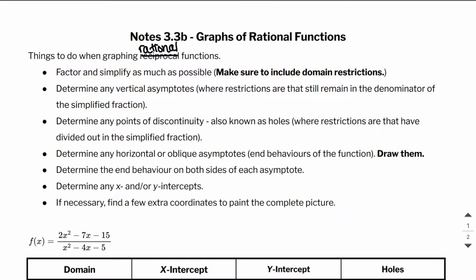Okay, so the first thing we want to do is factor and simplify as much as possible. And it's really important that we make sure to include any domain restrictions. So let's go ahead and do this first step right here.